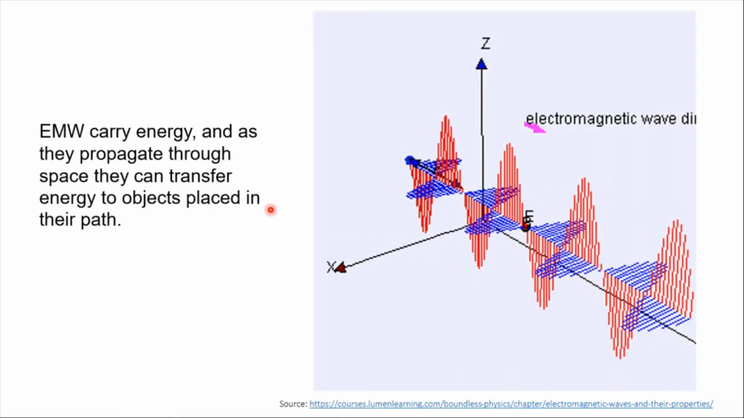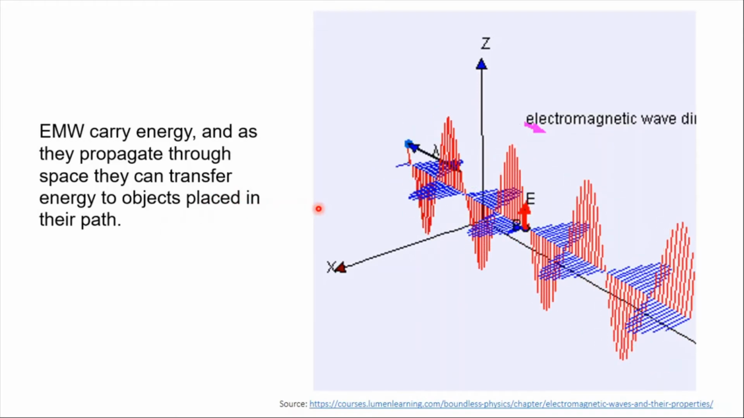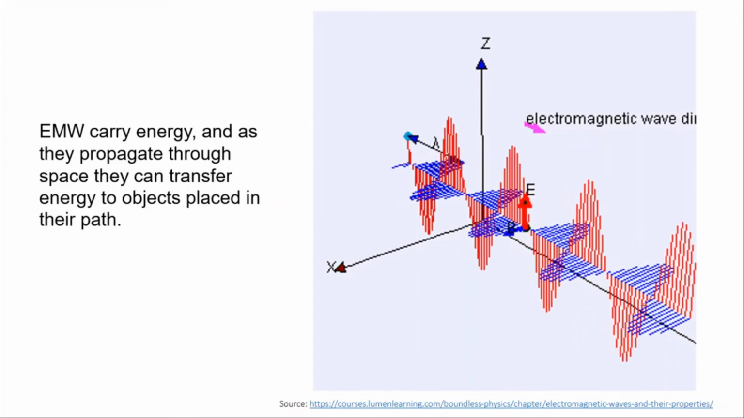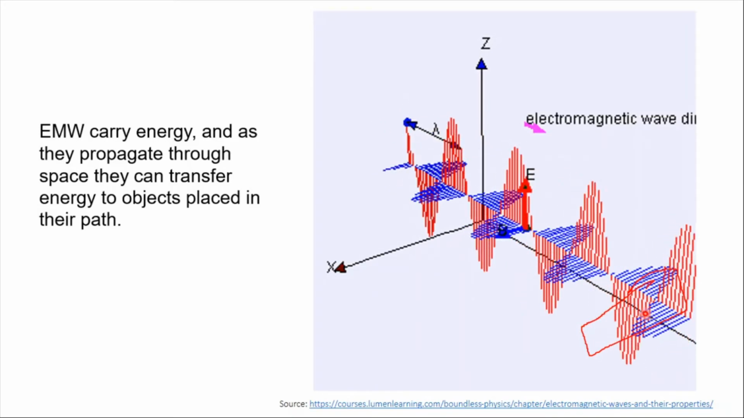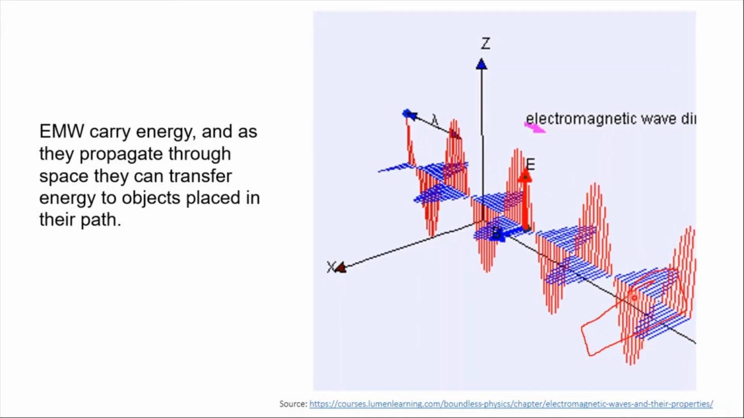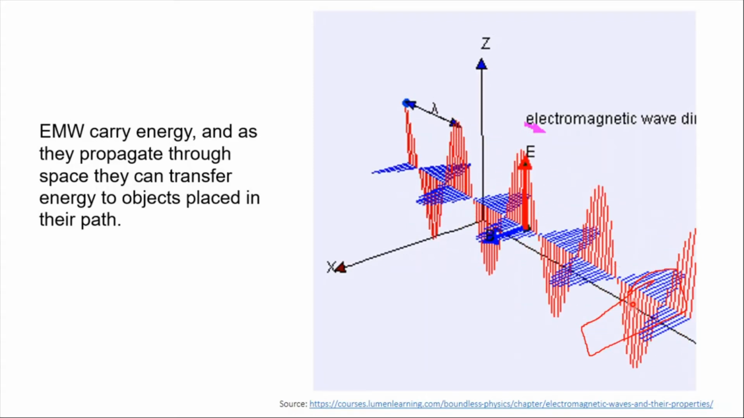Electromagnetic waves carry energy, and as they propagate through space, they can transfer energy to objects placed in their path. Now, assume here is an object placed in front of the electromagnetic wave. When the wave strikes this surface, there are charges in the surface, since there are charges in all objects. The changing electric field and changing magnetic field affect the charges, and the charges start oscillating, and the surface is heated up.